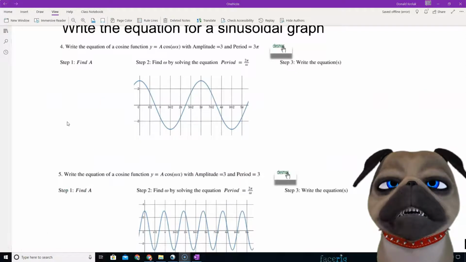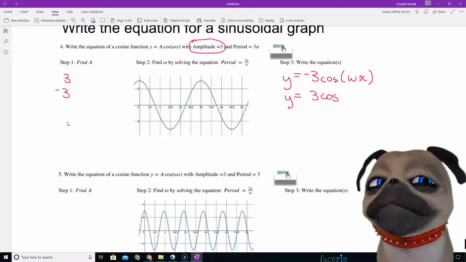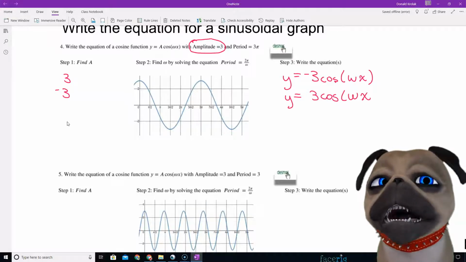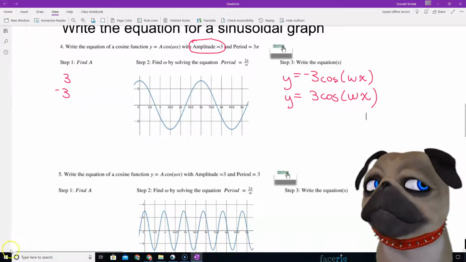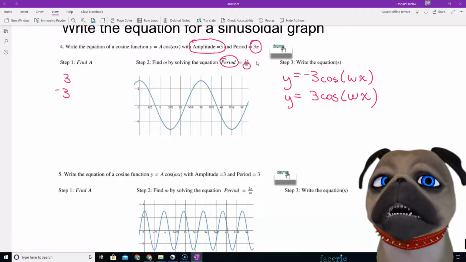Now we've got cosine functions, and we're told the amplitude is 3. So 3 could be an amplitude, or negative 3 could be. So our equations are going to be a negative 3 cosine omega x and a 3 cosine omega x. Alrighty. Period's 3 pi. So we replace the word period with 3 pi, and then we solve it for that variable omega.